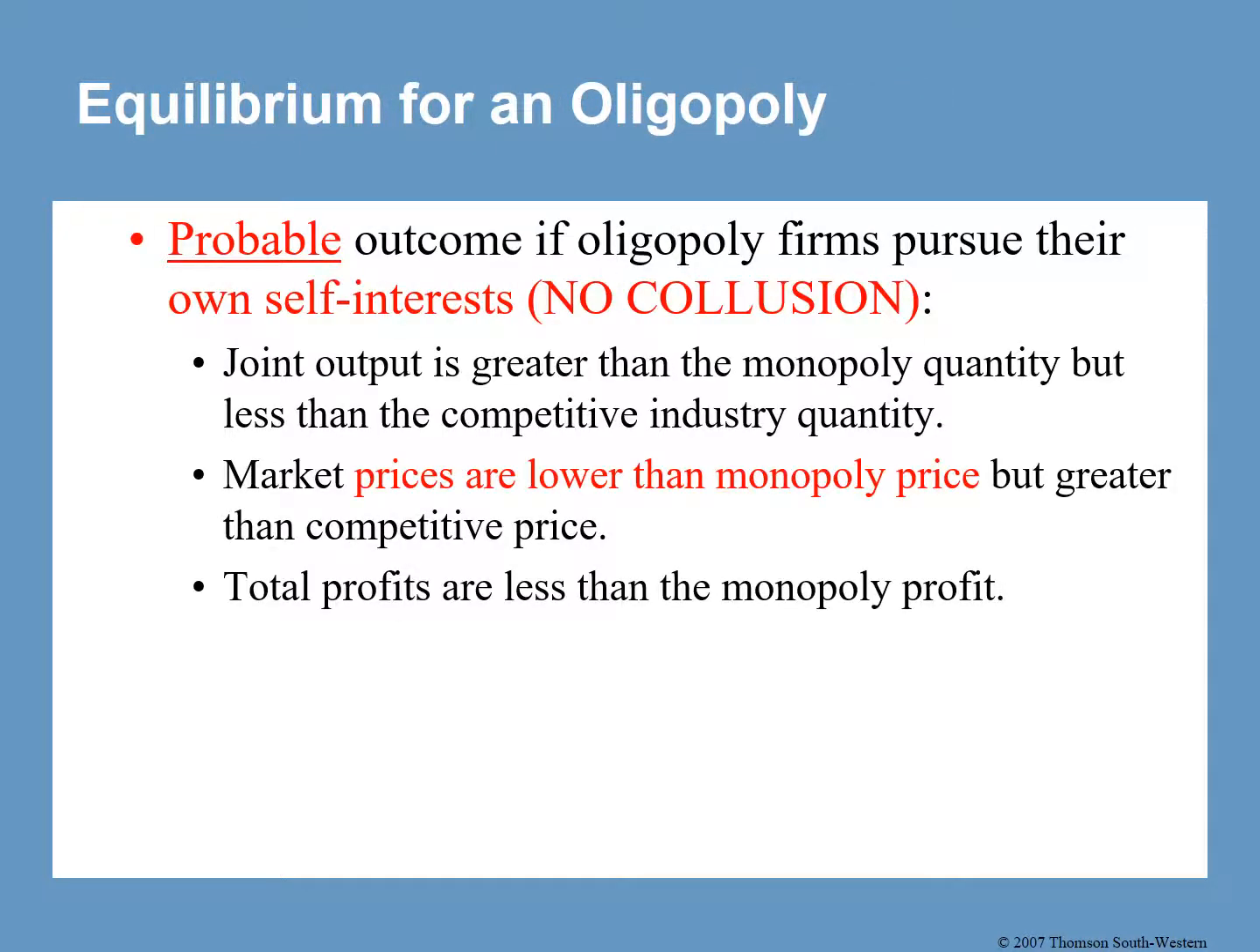So what is the most likely outcome when it comes to an oligopoly? Well, it's that they're going to pursue their own self-interest. In other words, there will be no collusion. Joint output is greater than monopoly, but less than competitive industries. Market prices will be lower than a monopoly, but greater than a competitive firm. And so ultimately, total profits are less than a monopoly profit.